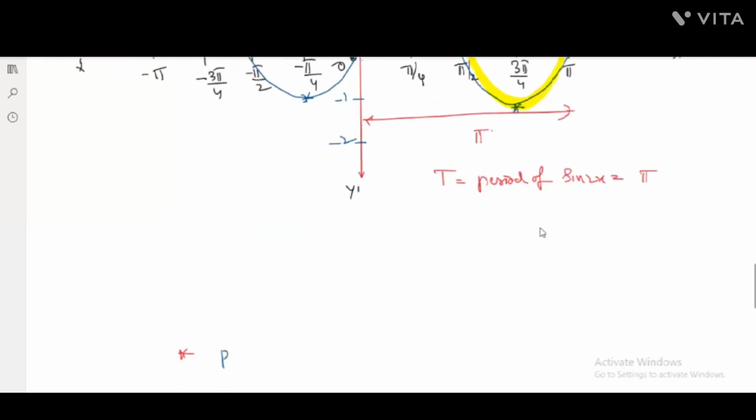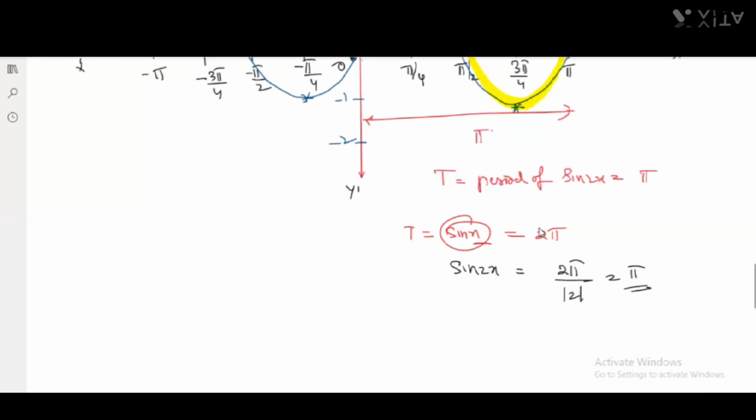So that means whatever the original period, t is equal to sine x, the period of sine x is 2 pi. When this x is multiplying with the number 2, the period is dividing by that same 2. Means you are getting the pi. So what we understand from this? When a number is multiplying to our function angle, like sine ax, its period will be divided by the same number.